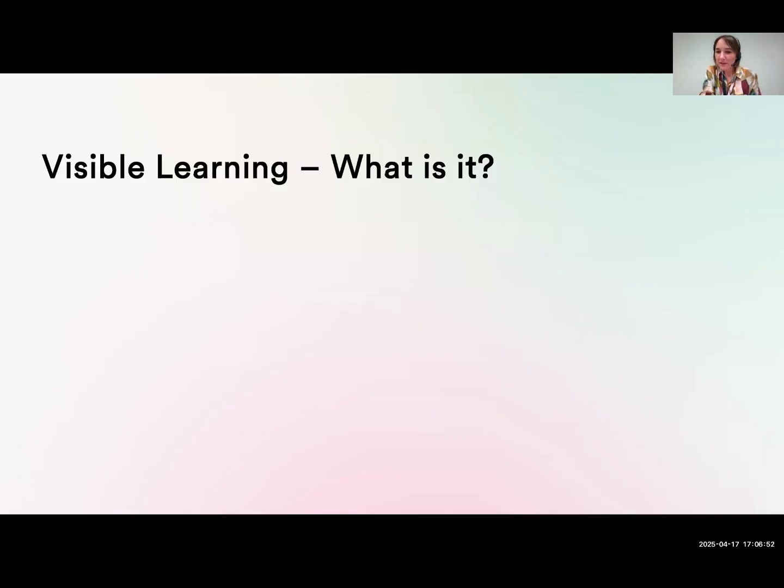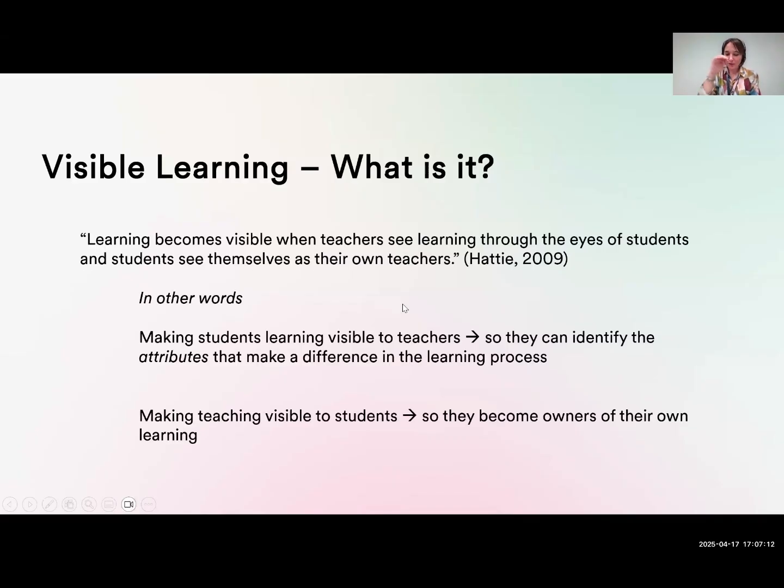Evidence from themselves. Yes, something that is measurable. Absolutely, Anna. So something that is, as the word says, visible, something that we can see. Yes, the result of learning, the proof of what we see. I'm going to give you the definition that Hattie gives in his work. It says, learning becomes visible when teachers see learning through the eyes of students, and students see themselves as their own teacher.